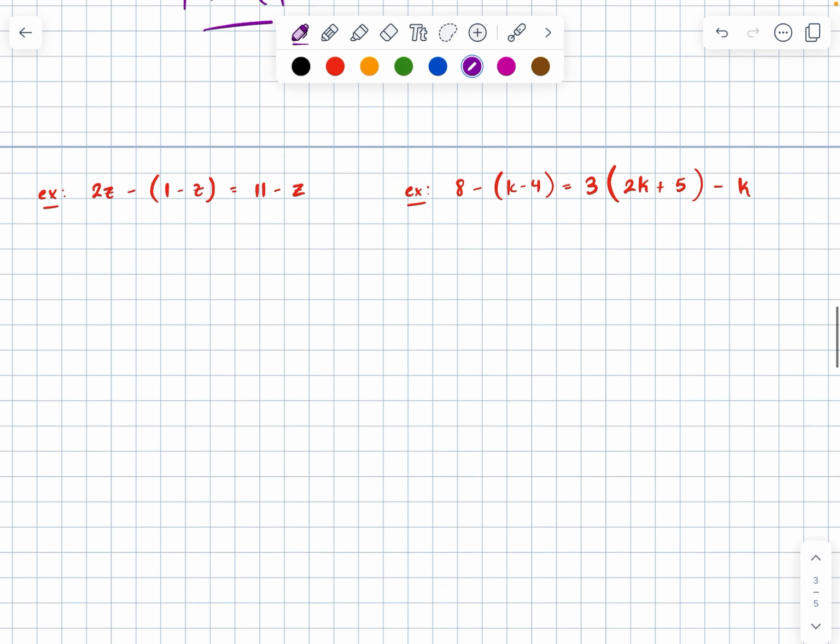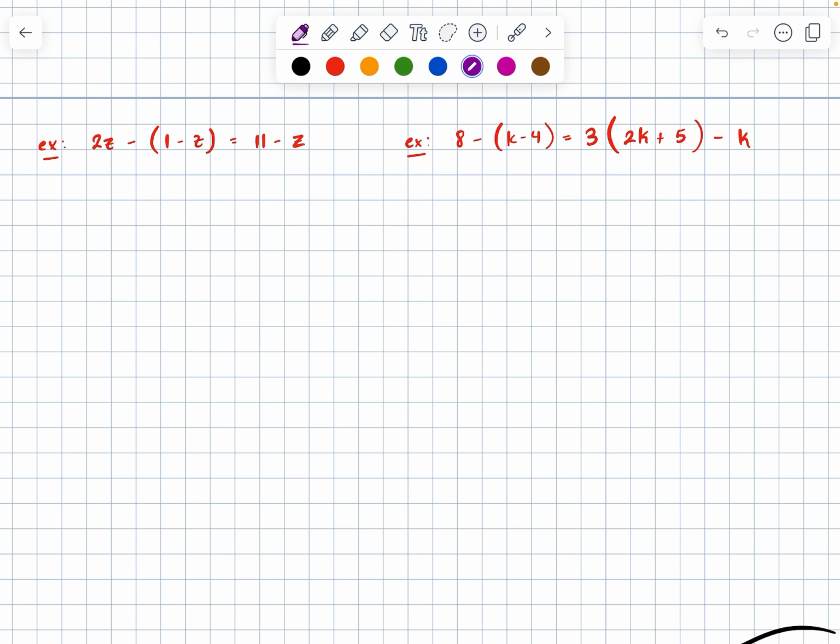Fantastic. So with this out of the way, let's do a little more practice. So on your own, you've got 2 more examples here. 2z minus parentheses 1 minus z equals 11 minus z. 8 minus parentheses k minus 4 equals 3 times parentheses 2k plus 5 minus k. So give yourself a little bit of time. Let's see how far we get. Solve for z, solve for k. Let's find the values of these variables that will solve our equations. Give yourself a 3-minute timer this time. Again, don't need to get all the way through, but take a risk, take a chance, see how far you get, and let's come back once we feel like we've made some progress.